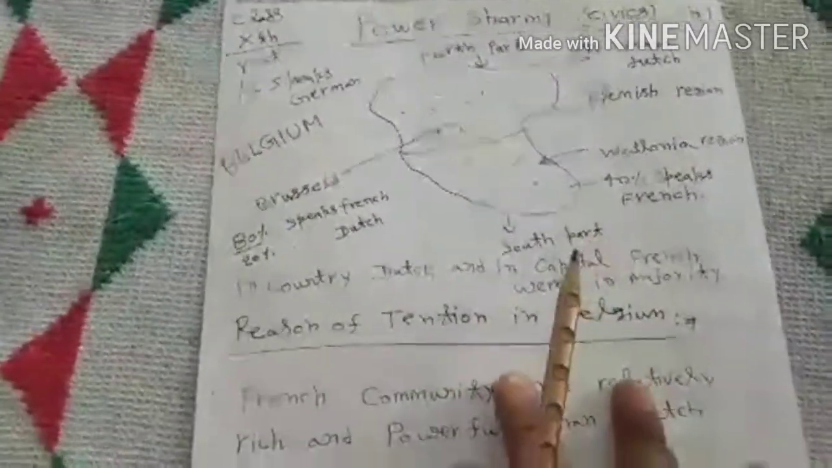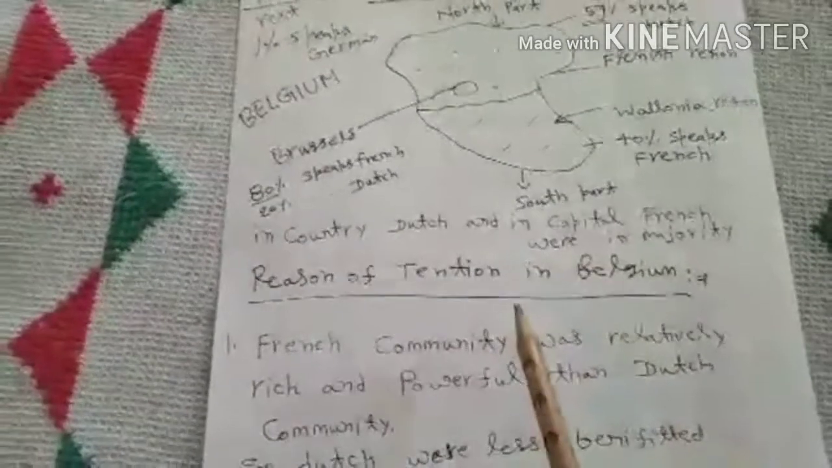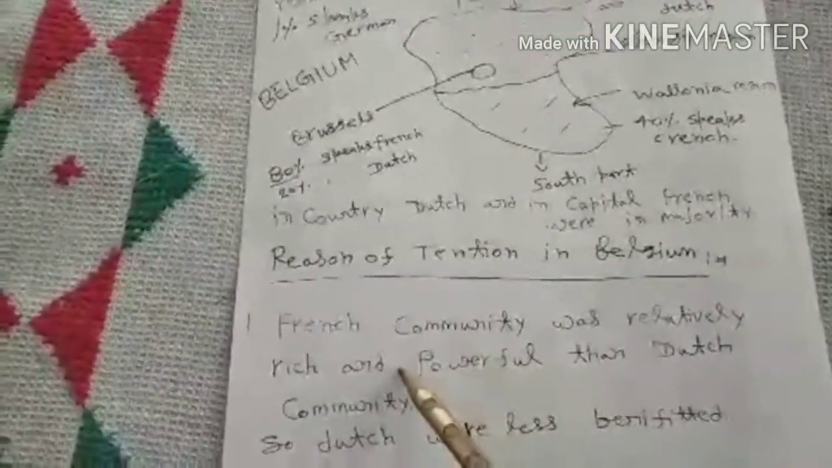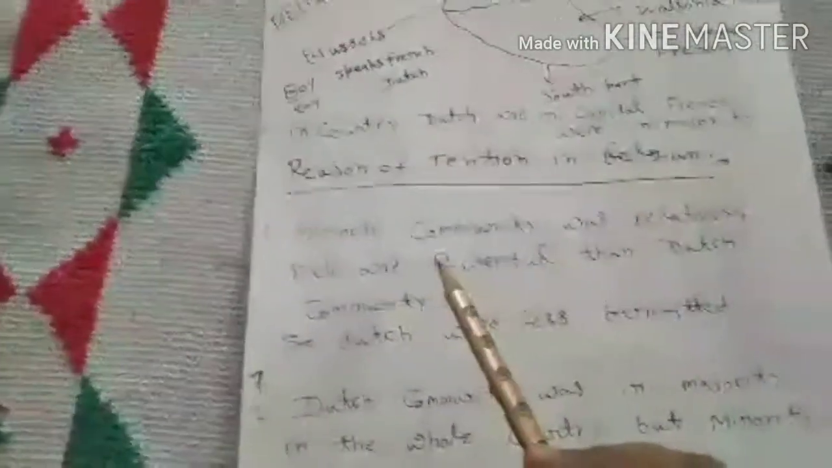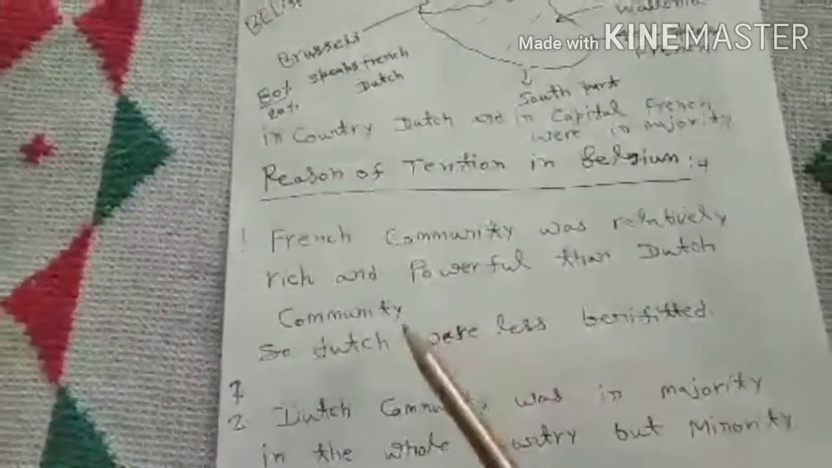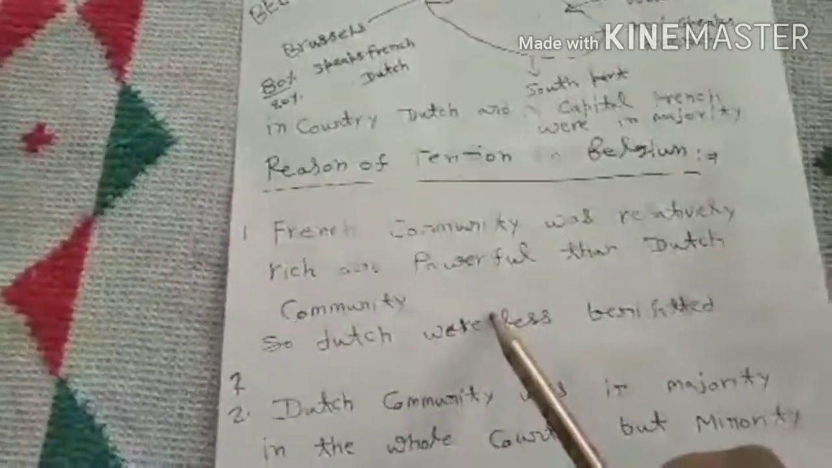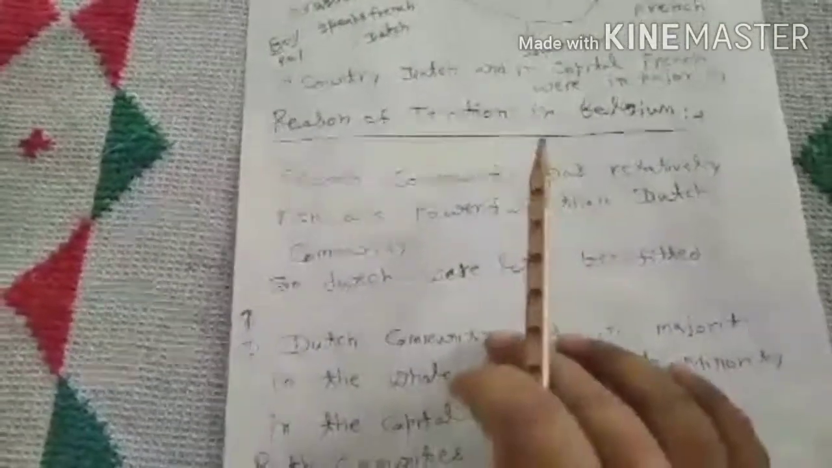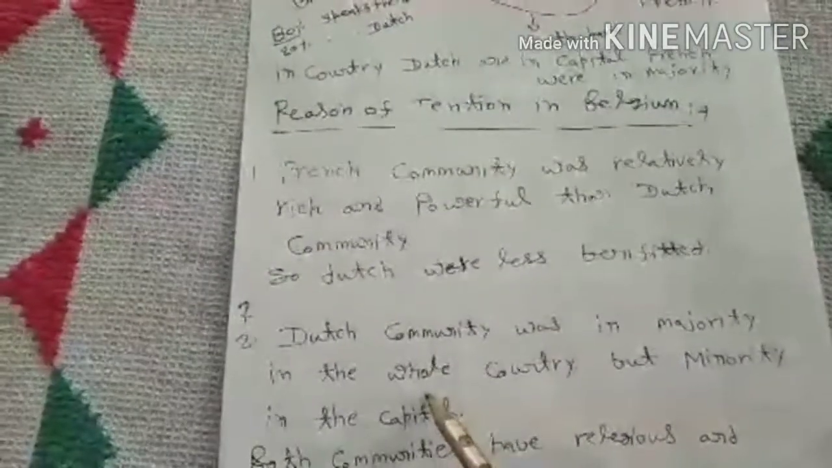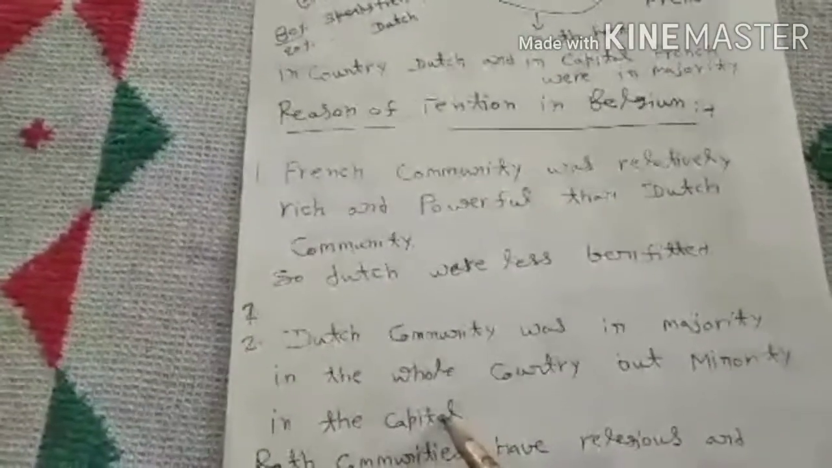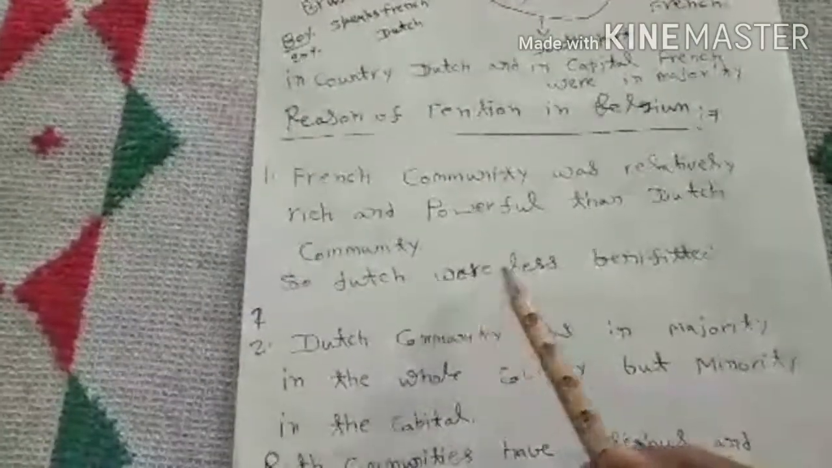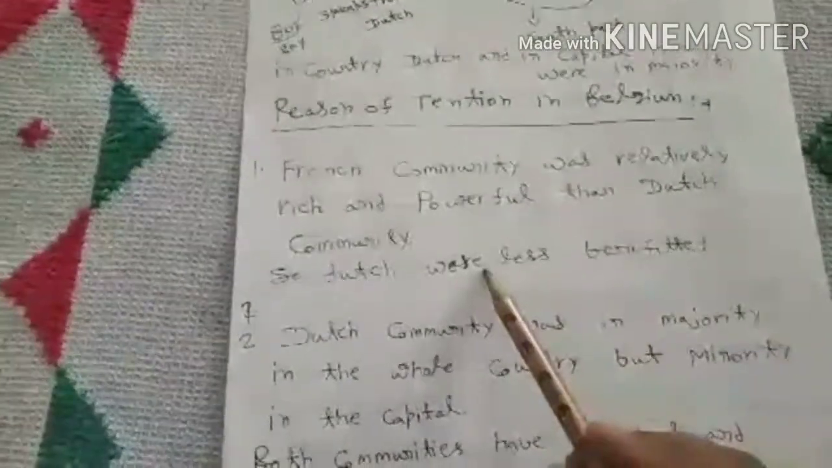This creates a problem among the people about who should be in the majority. So there were some reasons for tension in Belgium. First, the French community was relatively rich and powerful compared to the Dutch community, so the Dutch were less benefited countrywide. Second, the Dutch community was in the majority in the whole country but a minority in the capital, while the French were the majority in the capital but a minority countrywide.